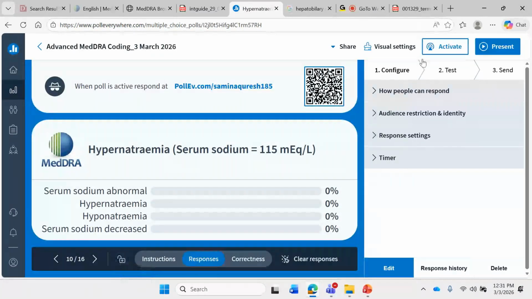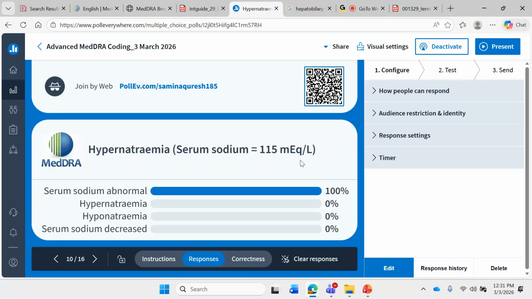What would you do in this scenario? And we did have a couple of examples. Hypernatremia, and for those of you who don't have handy your lab reference ranges, a normal serum sodium ranges from 135 to 145 milliequivalents per liter. So 135 to 145 is normal. And this is saying 115, and the term is saying hyper, which means more. Hypernatremia, increased sodium.